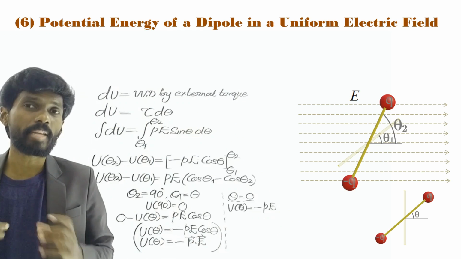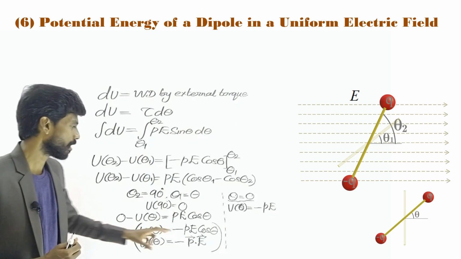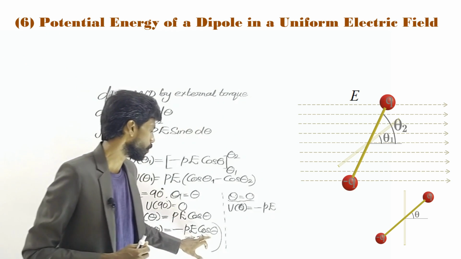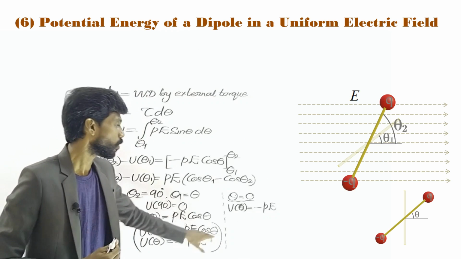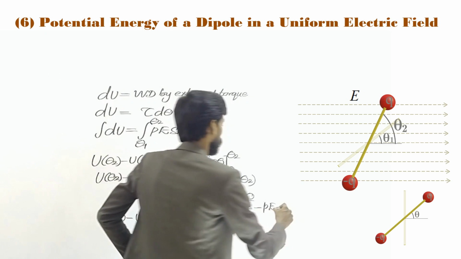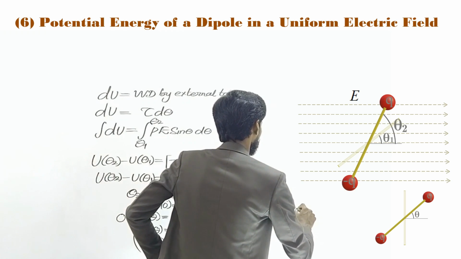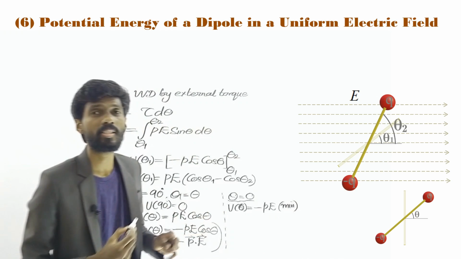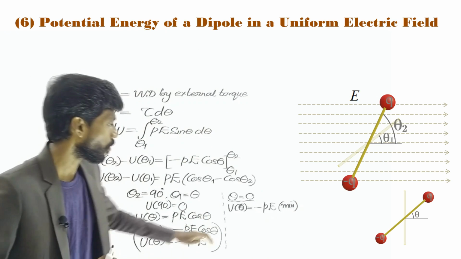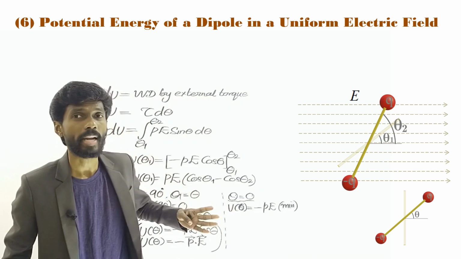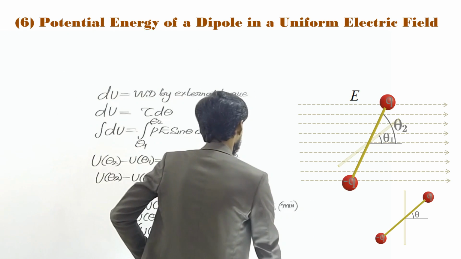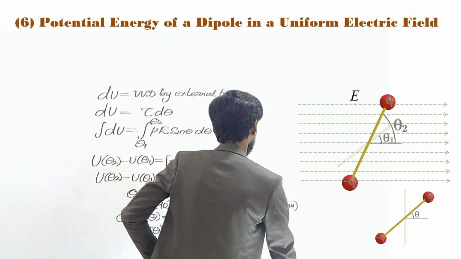That is the minimum potential energy. Do you understand? It is the minimum because we have substituted the maximum value of cos theta, which is 1. So when the potential energy is minimum, what does it mean? It is in equilibrium, and particularly it is in stable equilibrium.